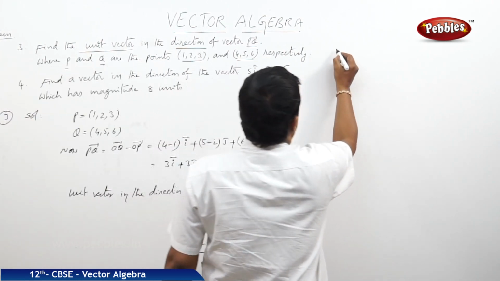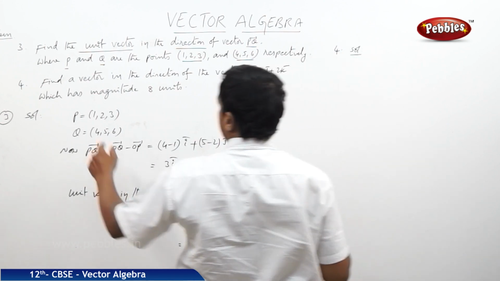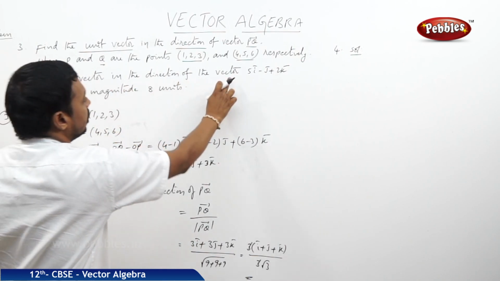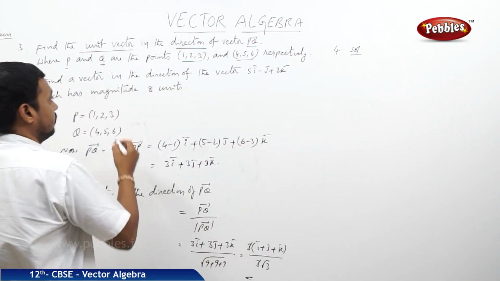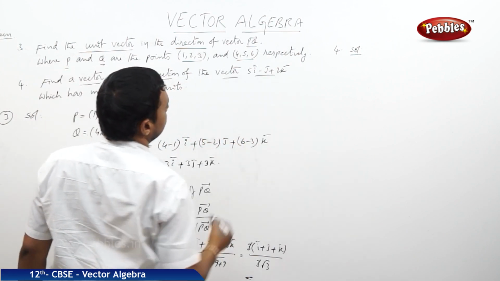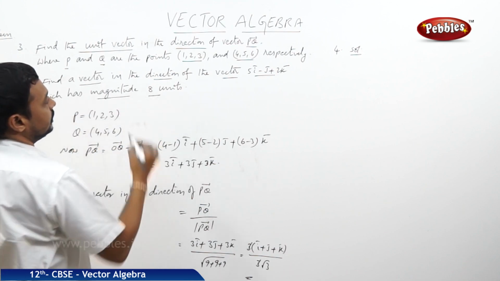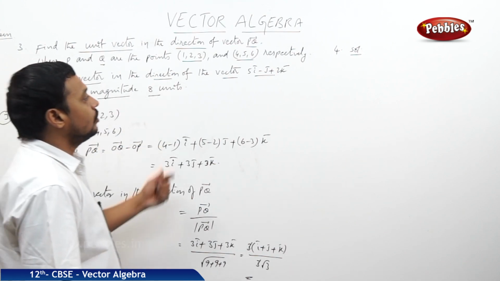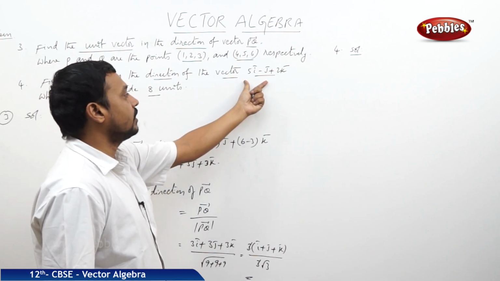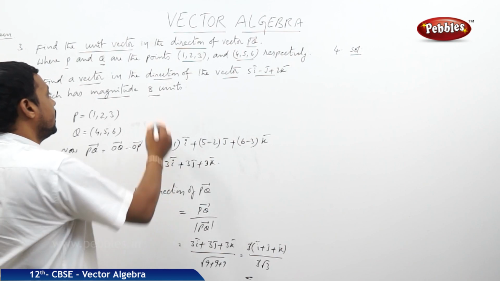Next, fourth question. Solution. Let us see the question first. Find a vector in the direction of the vector 5i minus j plus 2k which has magnitude 8 units. Now we have to find one vector in the same direction as 5i minus j plus 2k whose magnitude is 8 units.